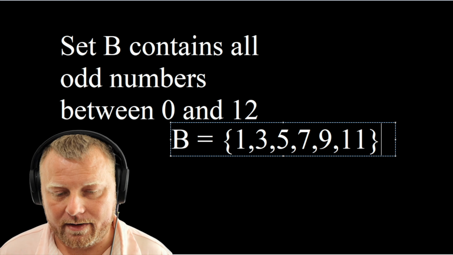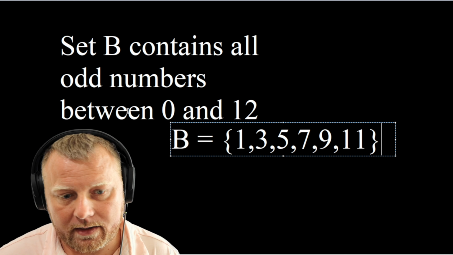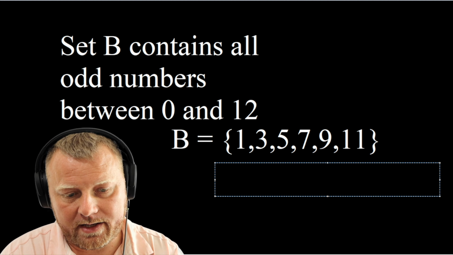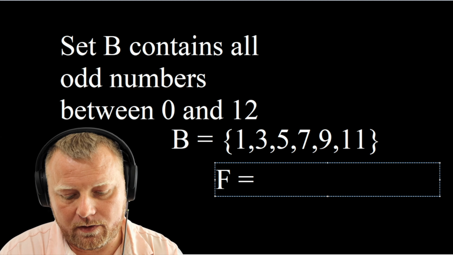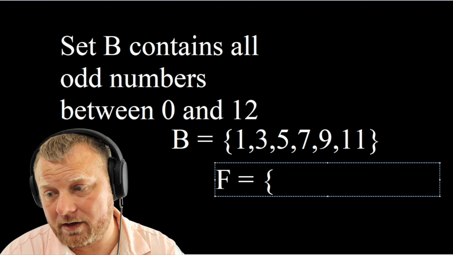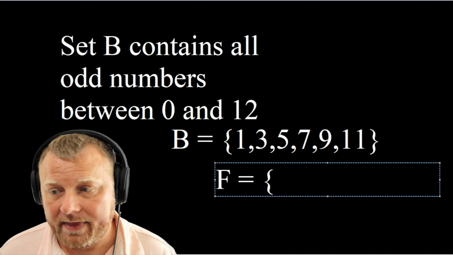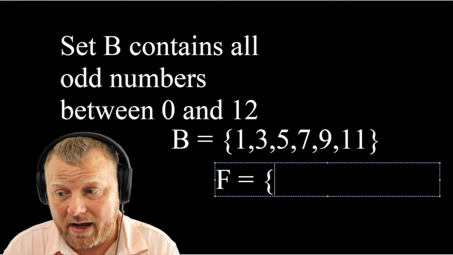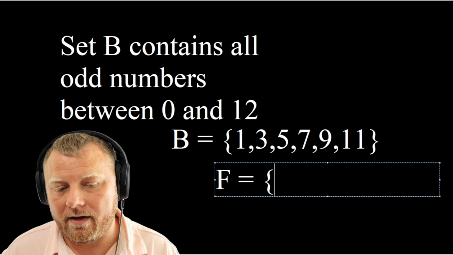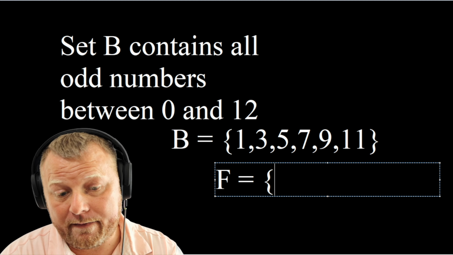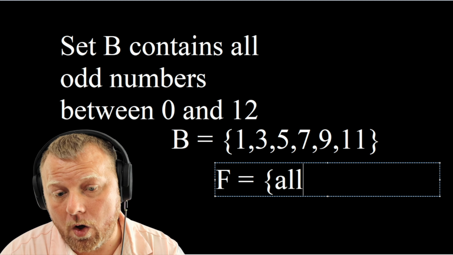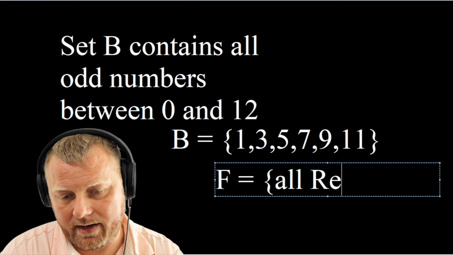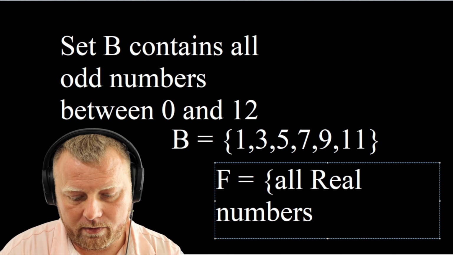So we can have a narrative. Let's try another one down here. We could say set F is equal to, and I'm going to put this in curly braces because this is also allowed. The narrative above me is just an actual sentence. Now this is mathematical notation with words inside of our set. So F is equal to all real numbers.